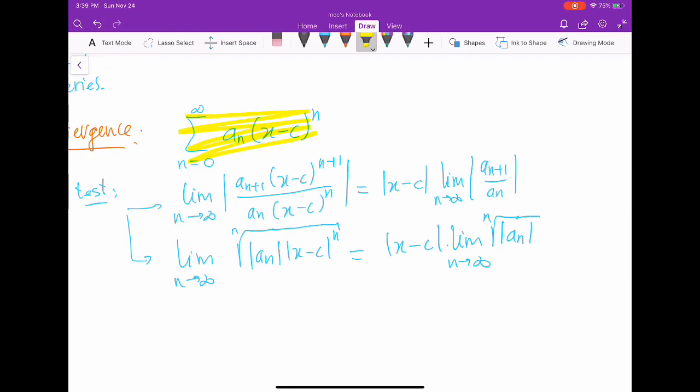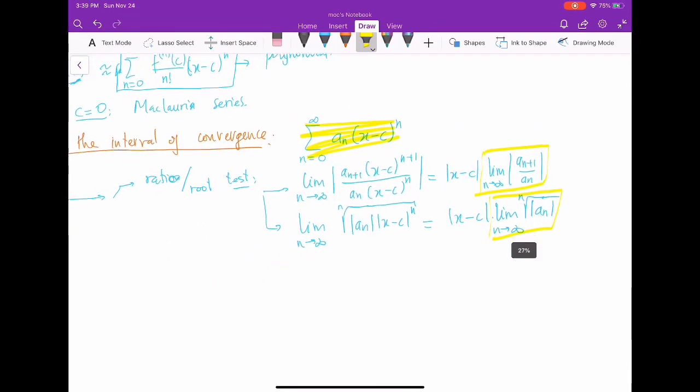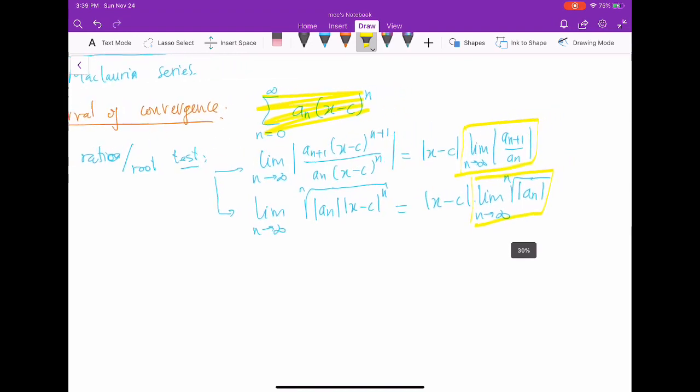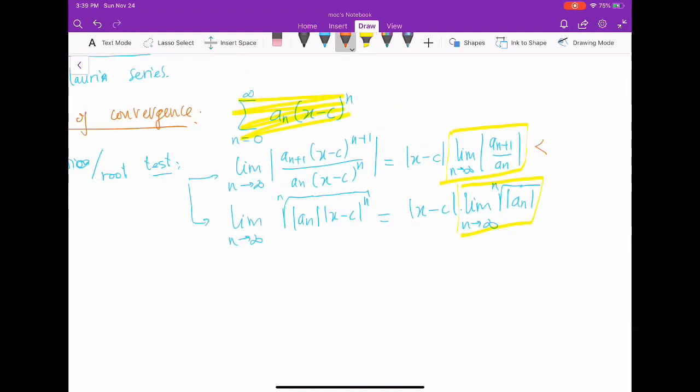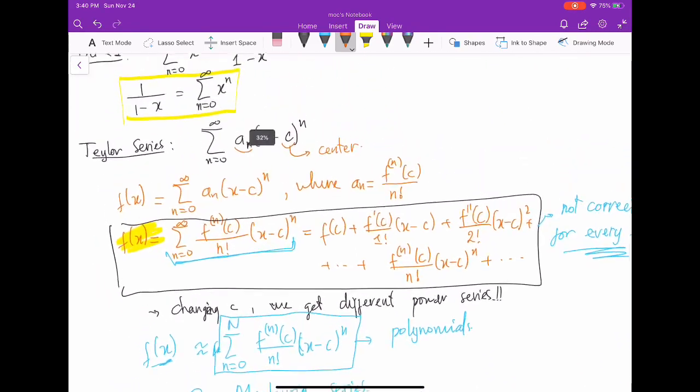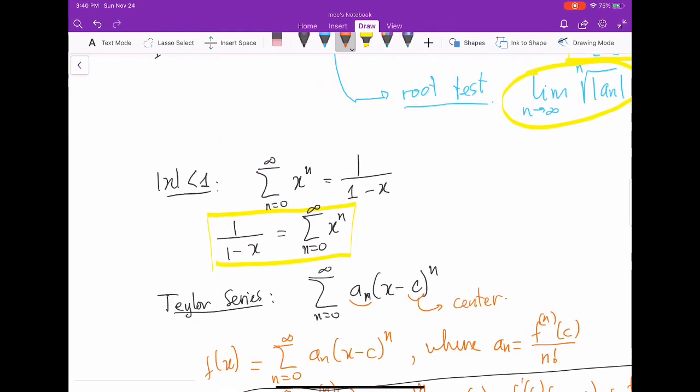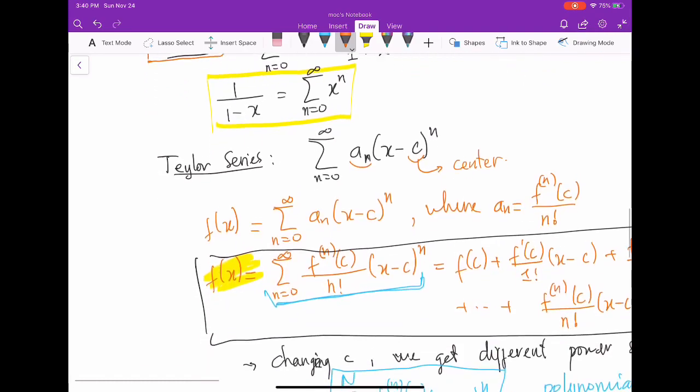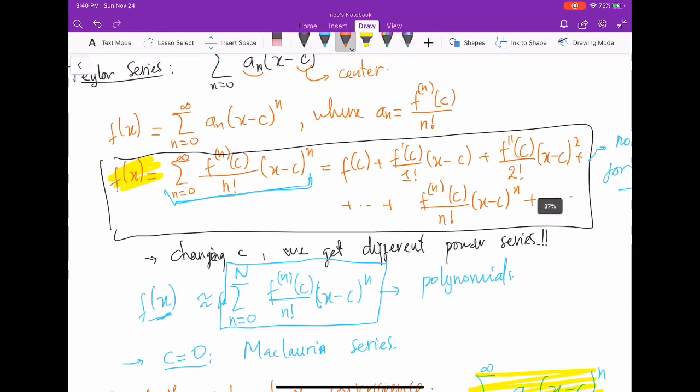Why do we call that the ratio and root test? Because we have this component in here and this component in here, and the absolute value of x minus c is common already. So after this step, you need to set one of these values less than 1, because we know that the power series converges when the absolute value of everything is less than 1. Let me remind you about the geometric series. This geometric series converges, that means the identity holds if and only if the absolute value of x is less than 1.